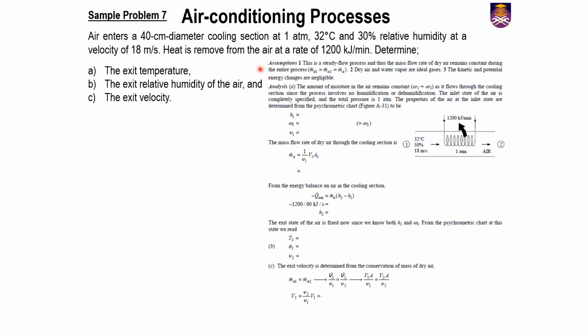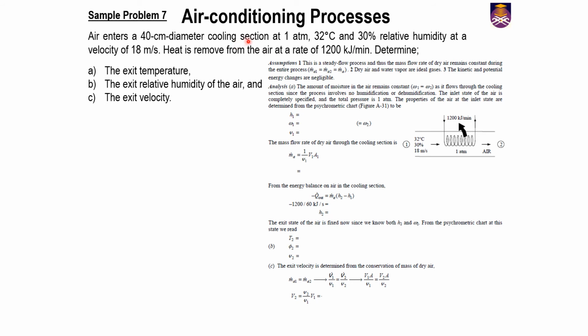So again, assumptions are same as the previous example. So m dot a1 equals m dot a2 equals m dot a. Because it's only a single duct, the mass flow rate is considered to be the same for both the points. And then the amount of moisture remains same because it's a simple cooling. So omega 1 equals omega 2. All right. So no humidification, no dehumidification.